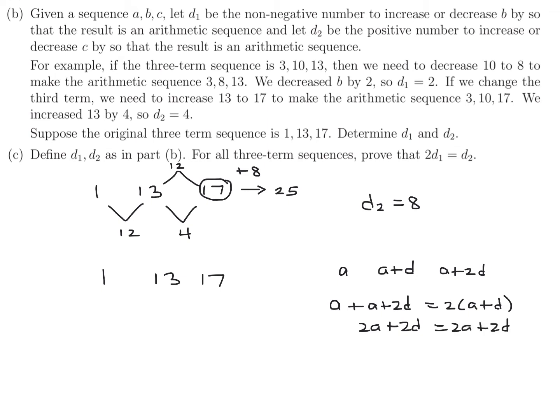So that's what we need to do. In this one, we'll do the same thing. We'll take the first term and add it to the third term. So that's 1 plus 17, and that's got to equal 2 times the second term. So that means 18 is 2b, so therefore b would have to be 9. So this would have to be a 9. In order to do that, we would have to essentially subtract 4 from the 13. And by definition, that means d1 is 4. That's essentially what the question is asking.